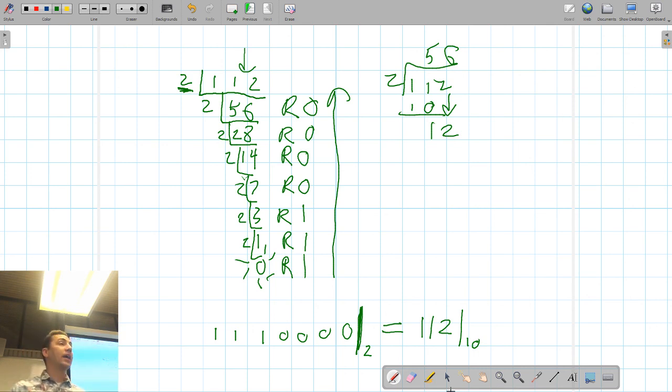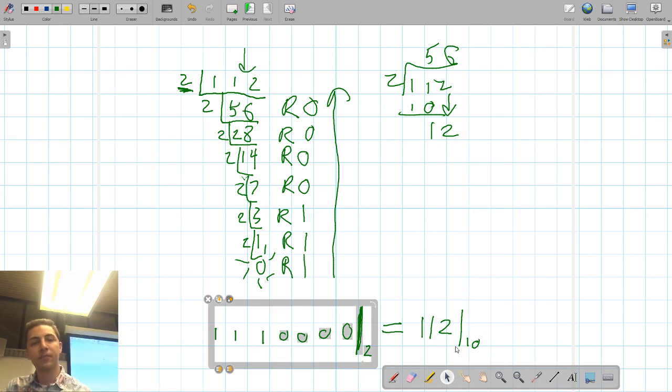Now, we could also go back and check this. All right. Checking this is pretty simple. Let's just take this for a moment. This is our number that we want to check.